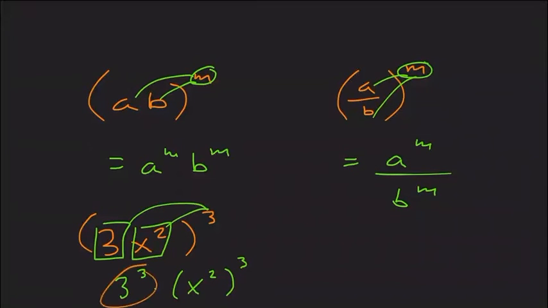So 3 cubed, that means 3 times 3 times 3, that's 27. And we just talked about the power property. We have x raised to the second power raised to the third power. 2 times 3 gives us 6. This would be 27x to the 6th.